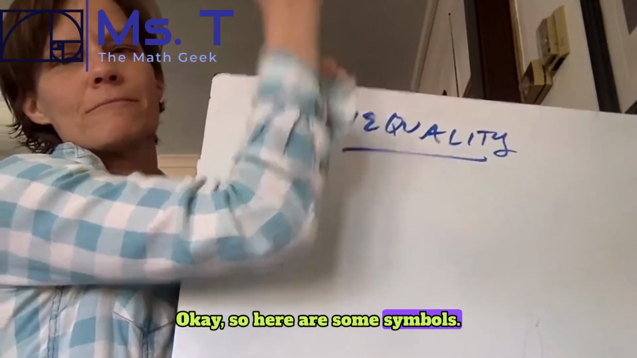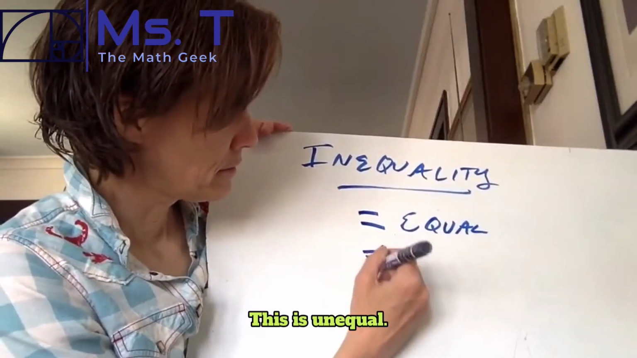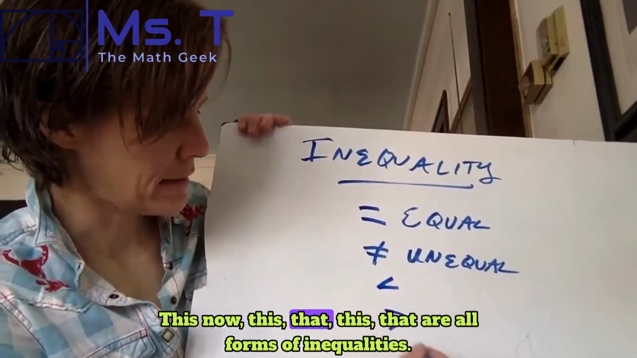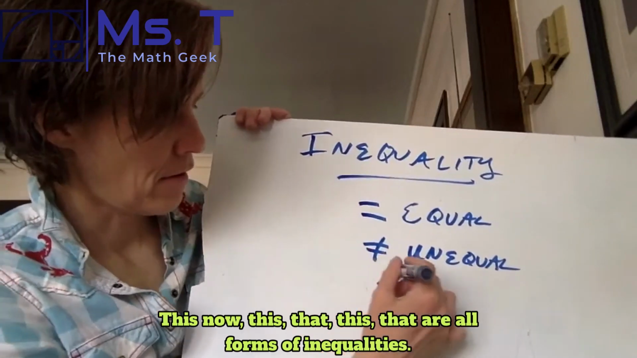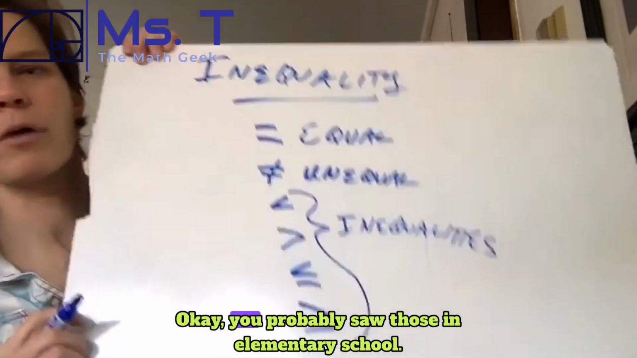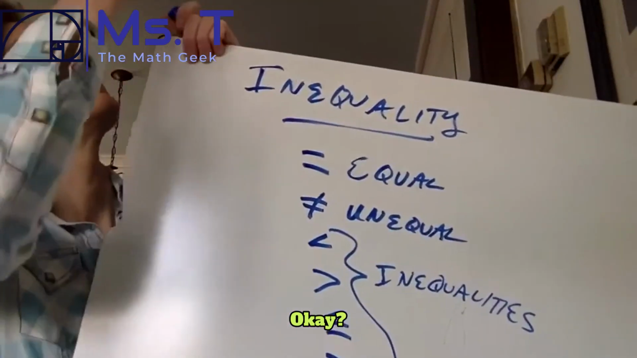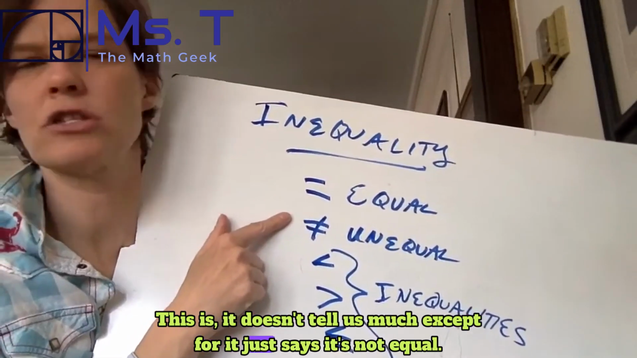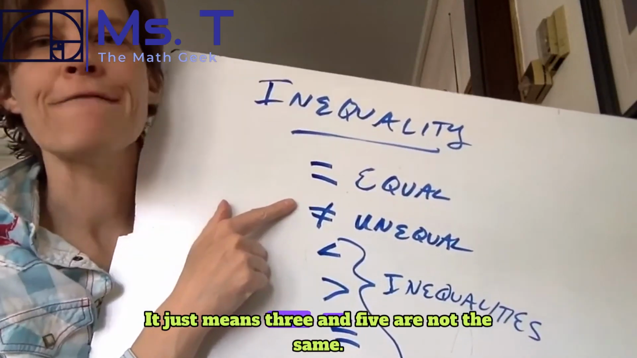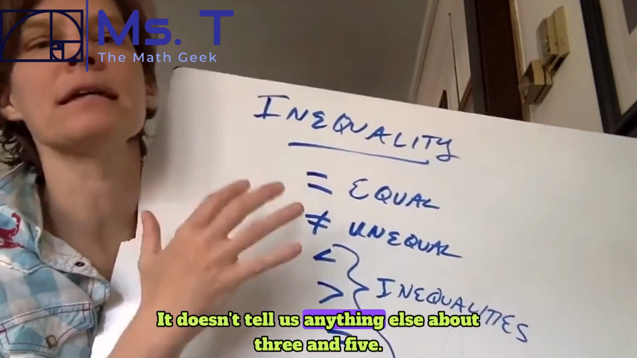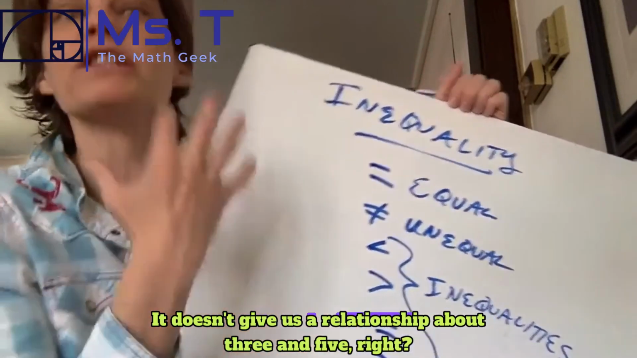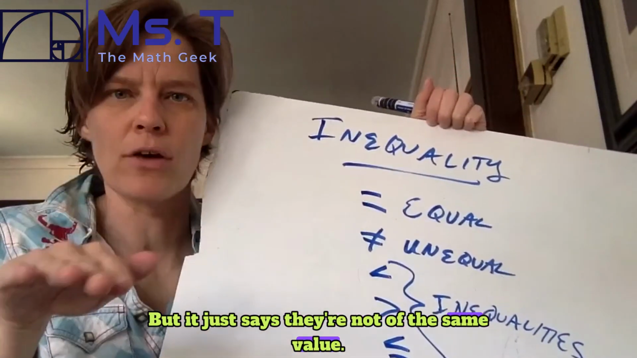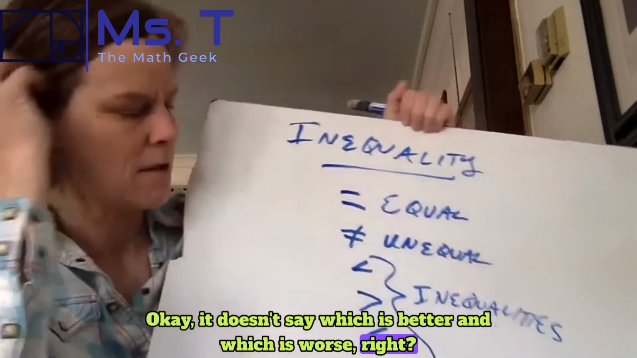Okay, so here are some symbols. This is equal, right? This is unequal, strictly unequal. It's not the same. This, that are all forms of inequalities, okay? You probably saw those in elementary school, okay? So this means exactly equal. It doesn't tell us much except that it's not equal. It just means 3 and 5 are not the same. It doesn't give us a relationship about 3 and 5, right? But it just says they're not of the same value, okay? It doesn't say which is better and which is worse, right?